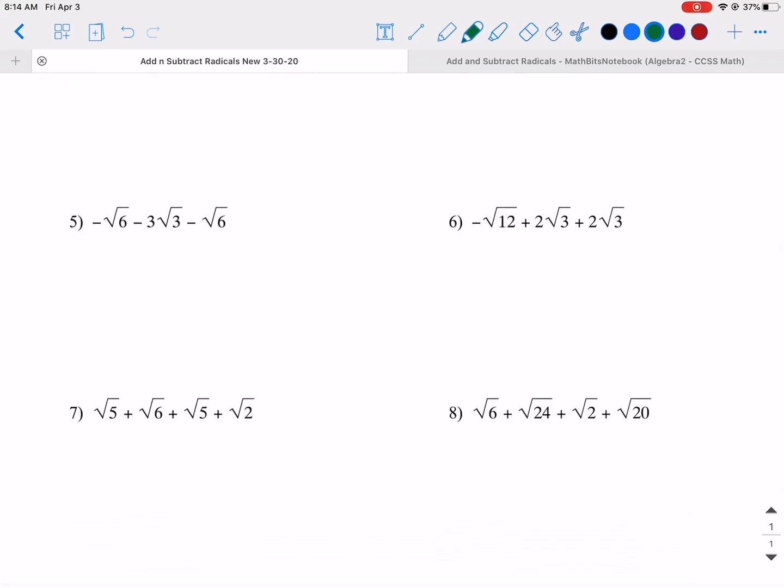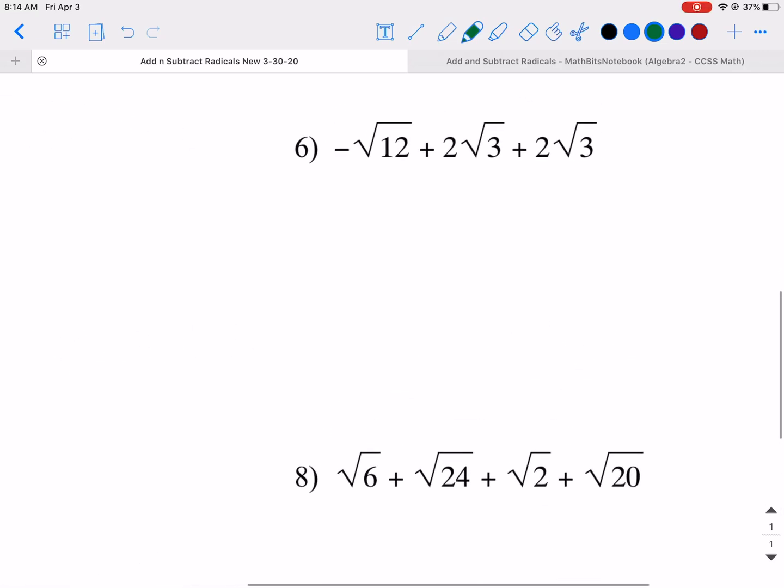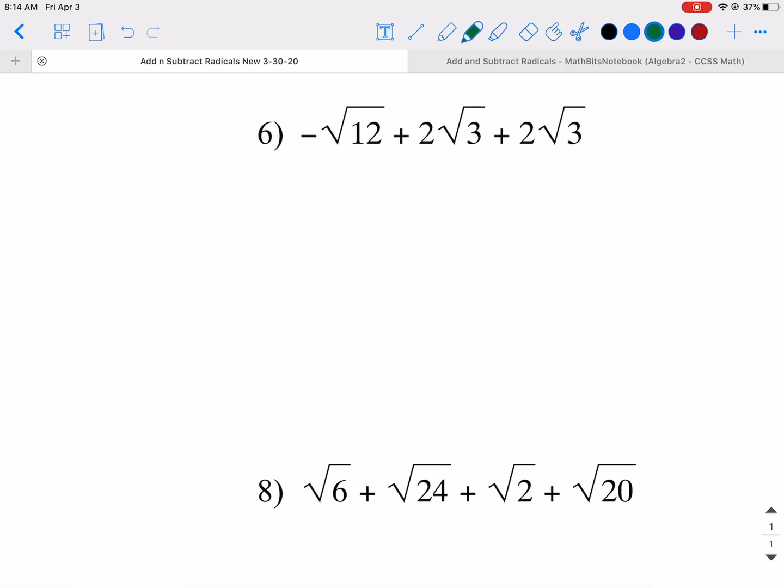Let me do 6 with you or for you. So if I'm doing number 6, I'm going to ignore my negative because I know it's a negative 1 right now. I'm just going to ignore that. And I'm looking at my radicands. They are not the same. The 2 3s are, but the 12 is not. And I look at my indexes. They are all square roots. So I'm good to combine if I can. I'm going to wait and combine those at the end. I'm going to see if I can do anything with that 12 first.